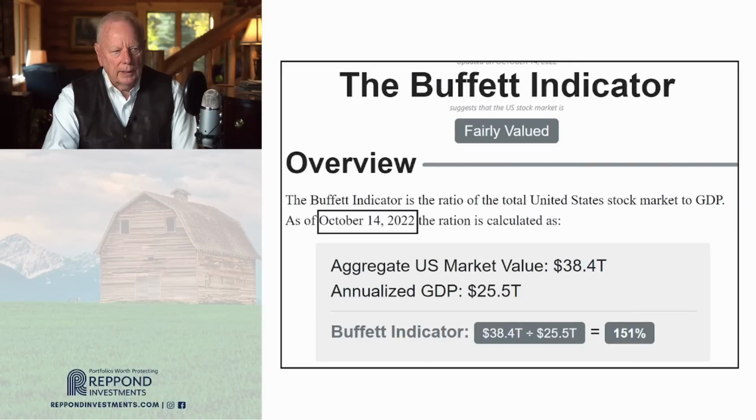The Buffett indicator is fairly valued. The ratio has come down. It is not undervalued yet, but it is fairly valued as of Friday. And that ratio of the stock market divided by the GDP, the economy, is 151%. Still high, but the label is fairly valued.